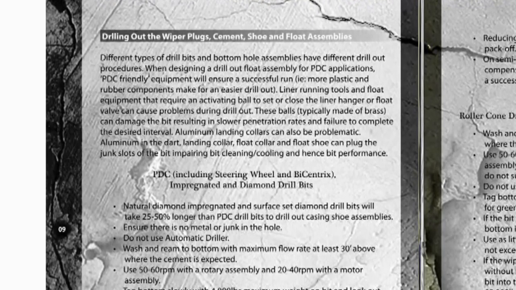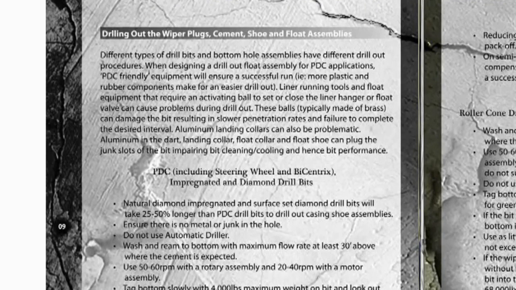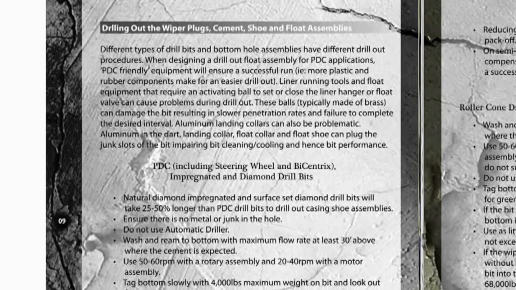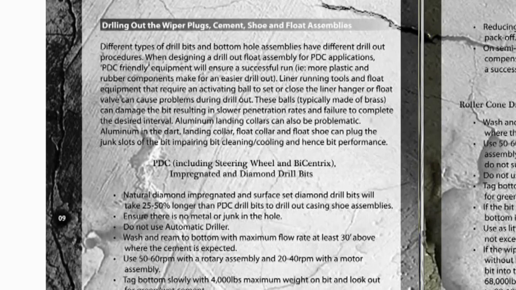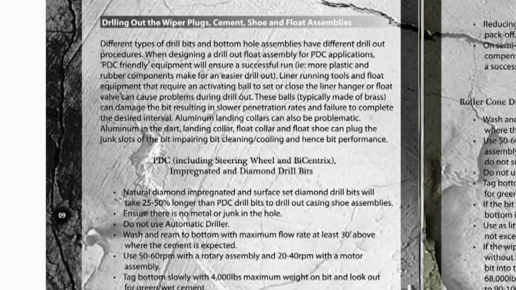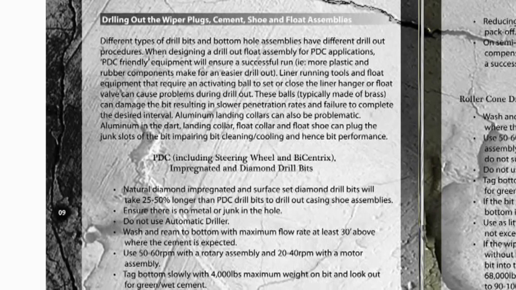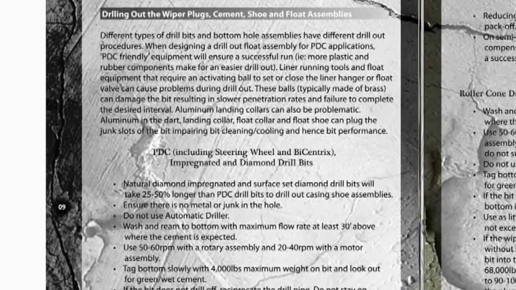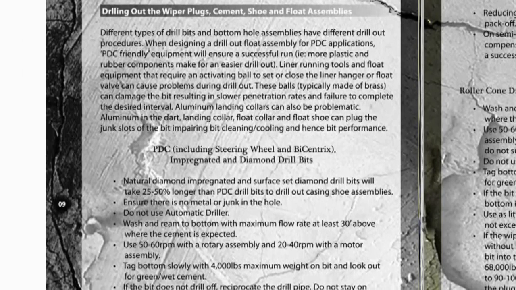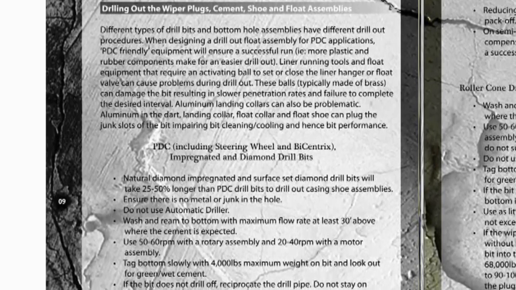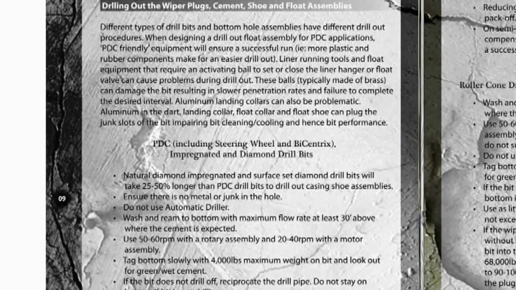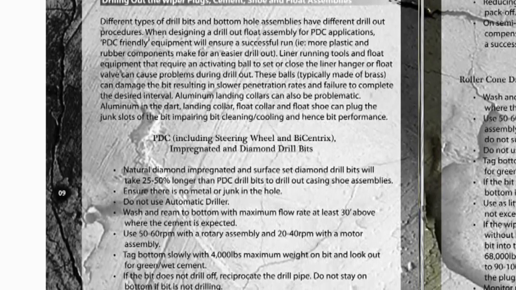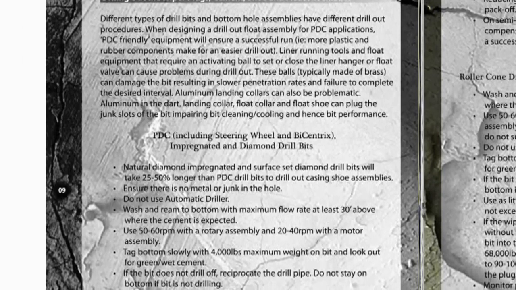Liner running tools and float equipment that require an activating ball to set or close the liner hanger or float valve can cause problems during drill-out. These balls, typically made of brass, can damage the bit, resulting in slower penetration rates and failure to complete the desired interval. Aluminum landing collars can also be problematic. Aluminum in the dart, landing collar, float collar, and float shoe can plug the junk slots of the bit, impairing bit cleaning or cooling, and hence bit performance.